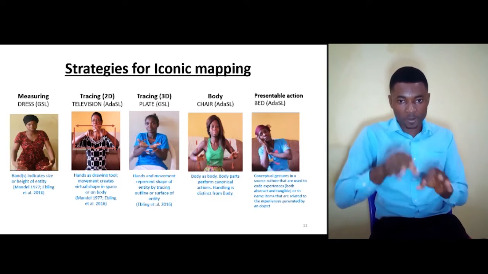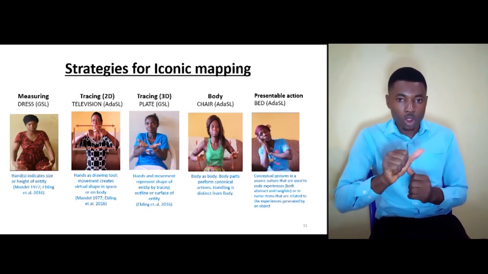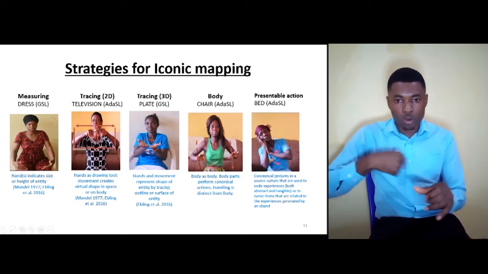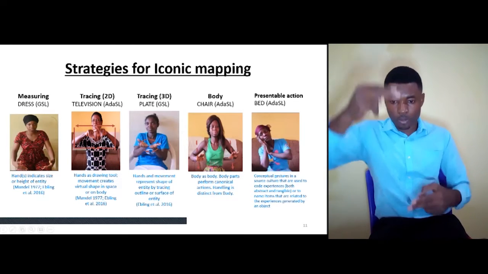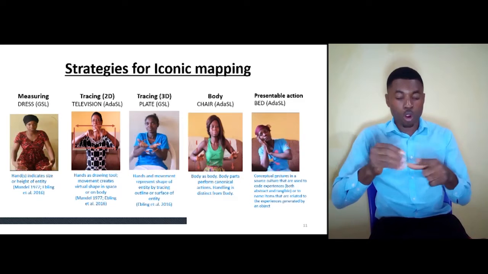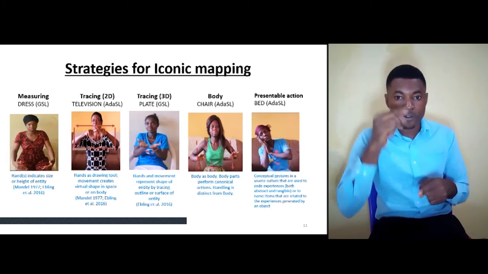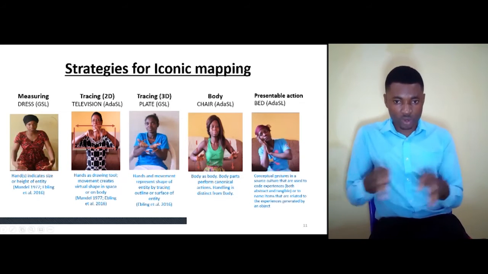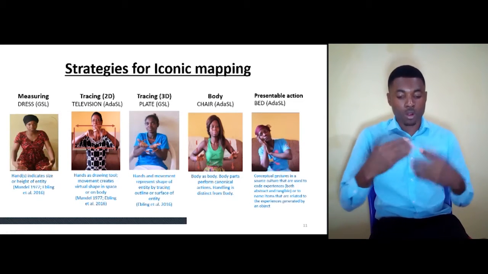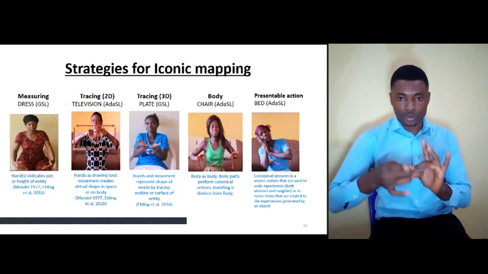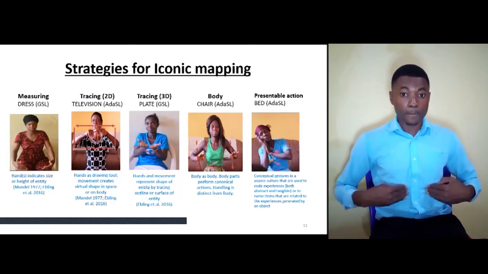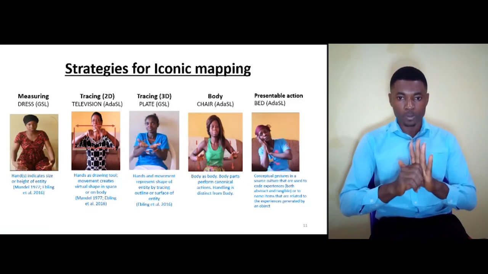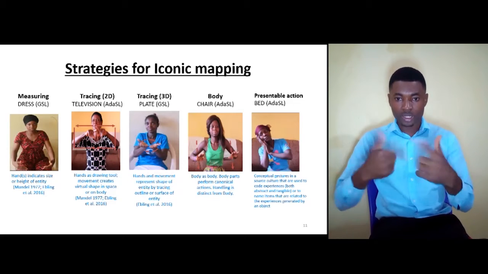Other strategies include measuring, where the hand indicates the height or the size of the entity, or tracing, where the hand shows virtual shapes in space, and tracing can be talked of in relation to 2D or 3D shapes. And the body strategy, where the hand or the body performs actions related to the object. So body strategy is different from handling strategy. So we have an example of chair, where signers literally move their bodies backwards or up and down.